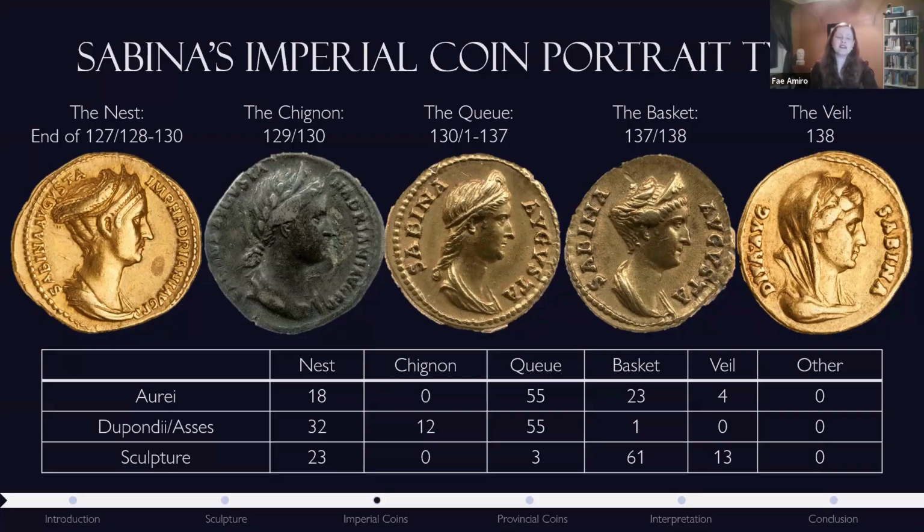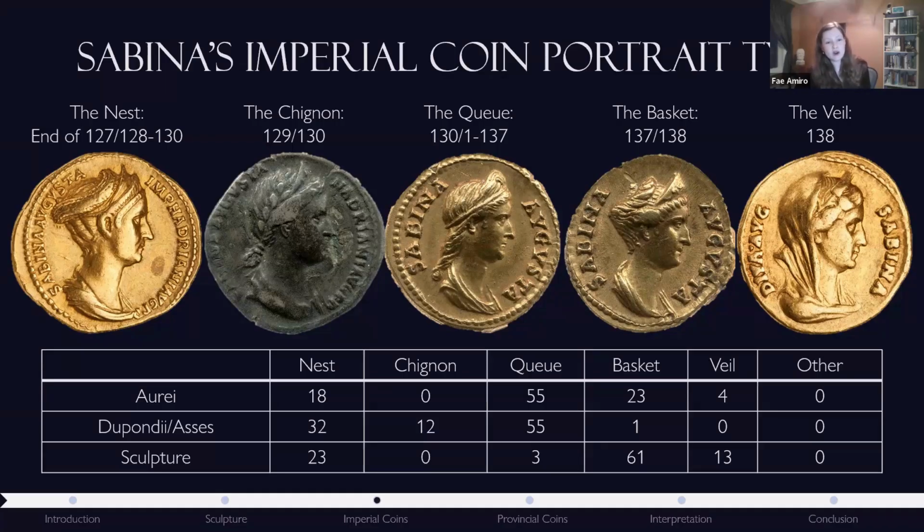So a couple of noteworthy things about the coinage is, first of all, that it doesn't start until 10 years into Hadrian's reign. So Hadrian comes to power a decade earlier, but it's not until the start of his second decade that Sabina first appears. Probably at the end of 127 or very early 128 is when she first appears with the nest.